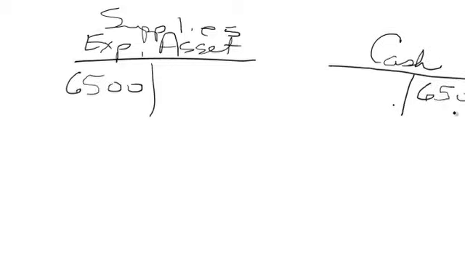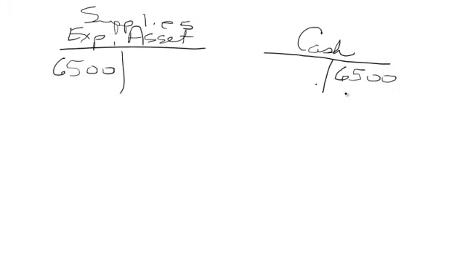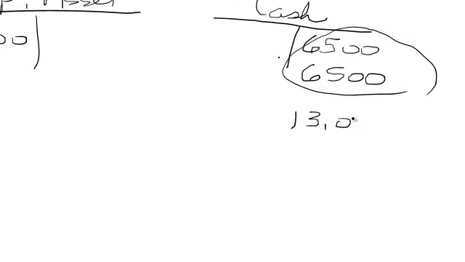What happened to cash though? That's right. $6,500 was put in there 2 different times. Okay, so we have $6,500 on the debit side. What do we have on the credit side? What does this amount come to? The $13,000. Okay, so the difference between the debit and credit columns, column number 1, what's the amount?